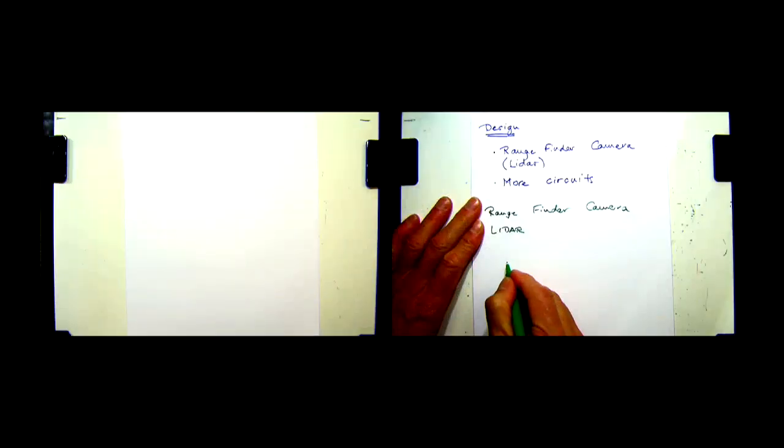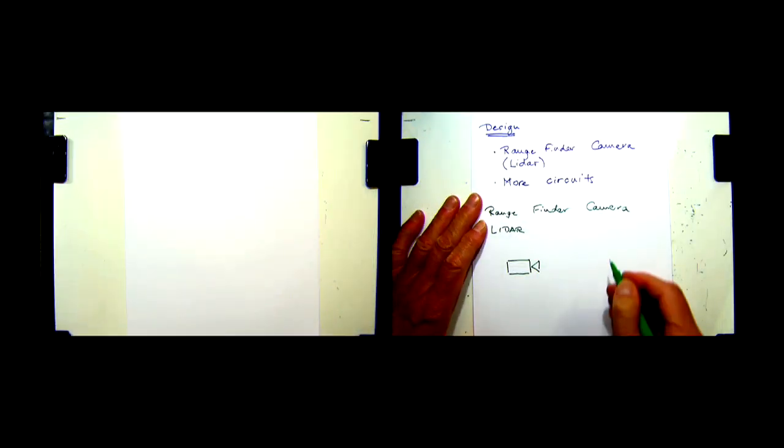So what is a rangefinder camera? Well, you kind of know what a camera is. In fact, you built one in the first module of this class. A camera is a device that measures the light that it sees, and using that it can record a scene.